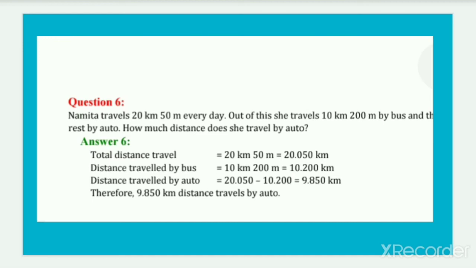In the same way we will do it for the distance traveled by bus. We will change every unit into kilometer. So the distance traveled by auto will be 20.050 minus 10.200, which equals 9.850 kilometer. Therefore the distance traveled by auto will be 9.850 kilometer.